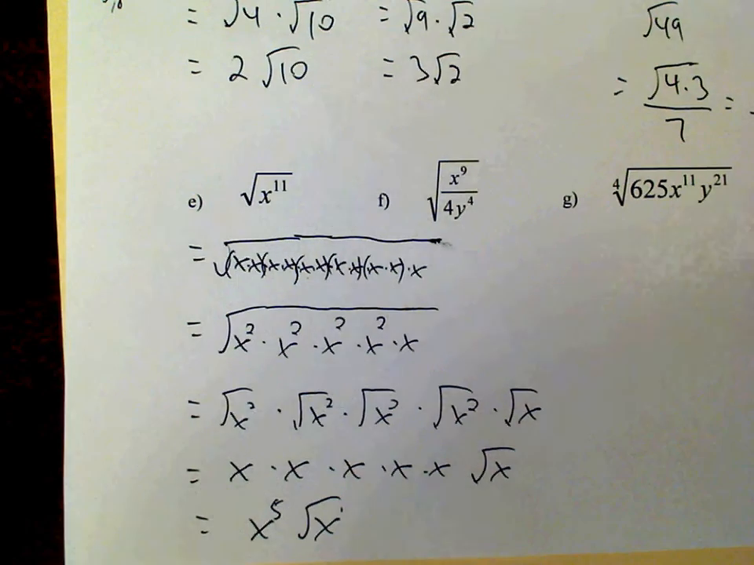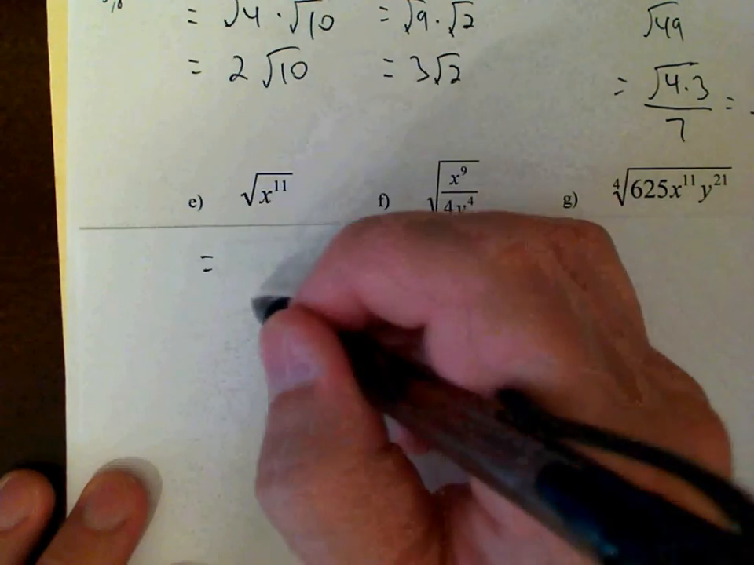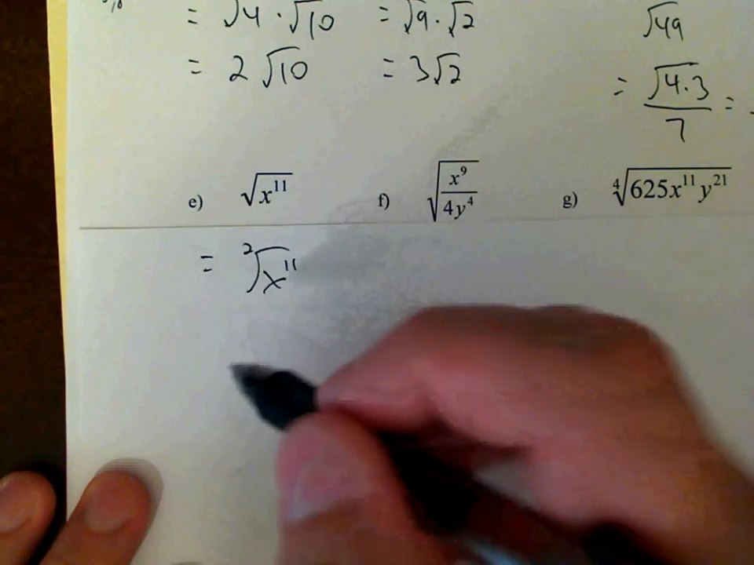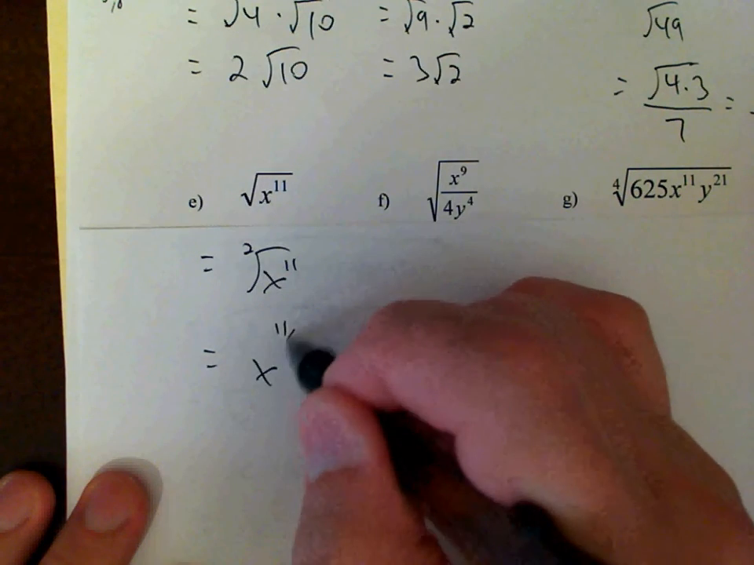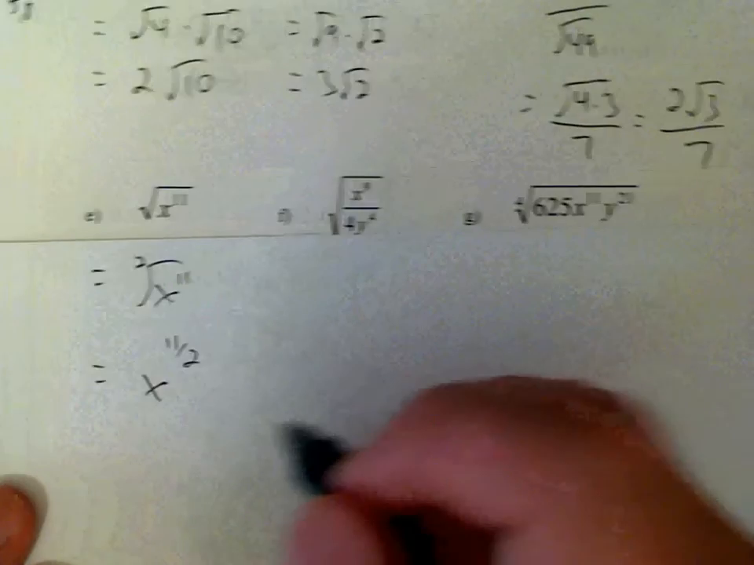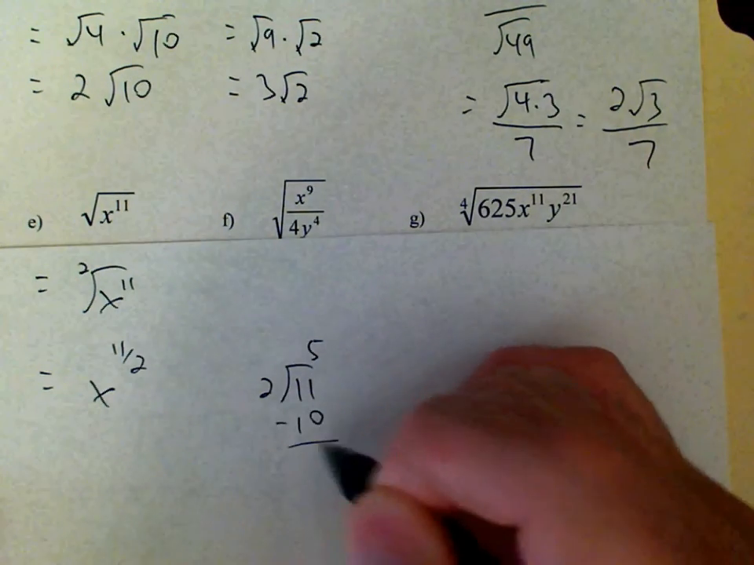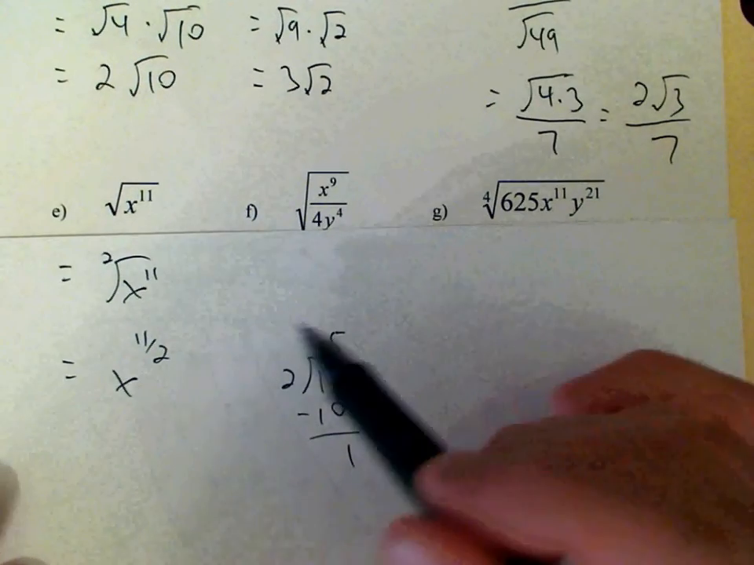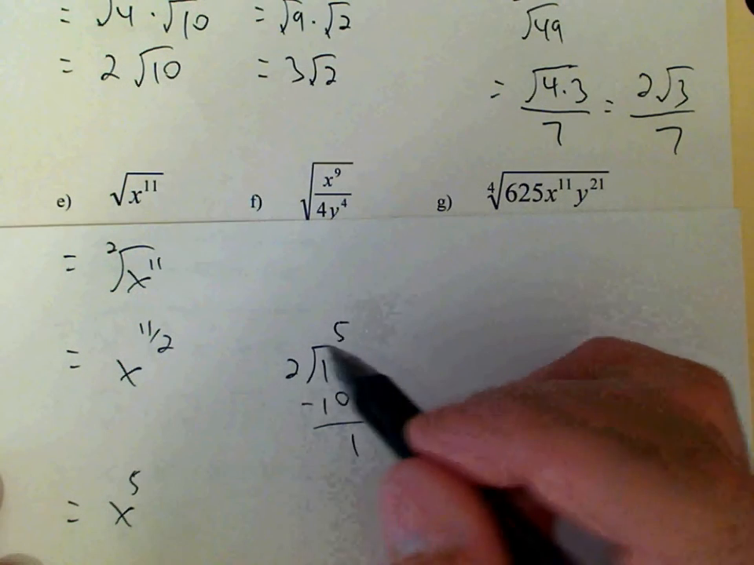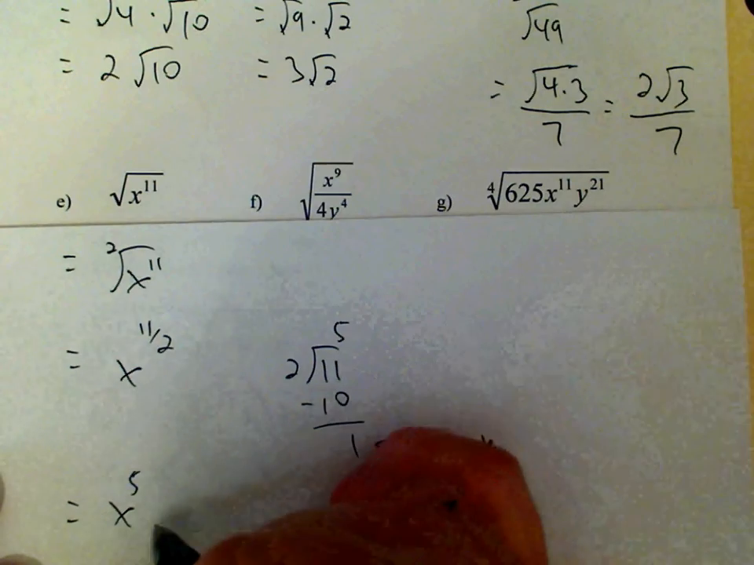Well, here's a shortcut way. Shortcut way is to take the square root of x to the 11th. Notice that the number on the outside is a 2, which is actually the same thing as x to the 11th over 2. Now if I come over to the side, and if I divide 2 and 11, we get 5. 5 times 2 is 10, the remainder 1. What that means is that I have 5 x squares that come out, which means I have 5 x's that come out, and this remainder of 1 stays underneath the square root.